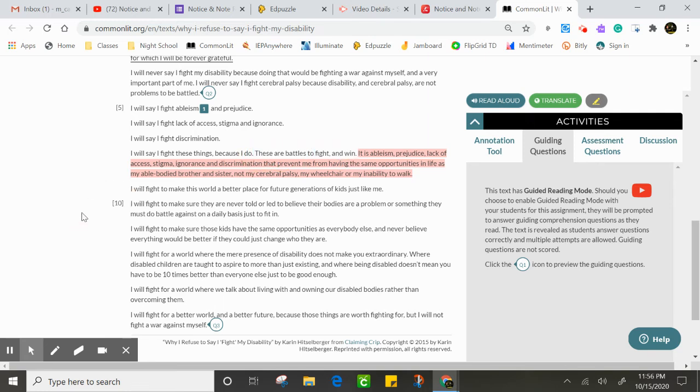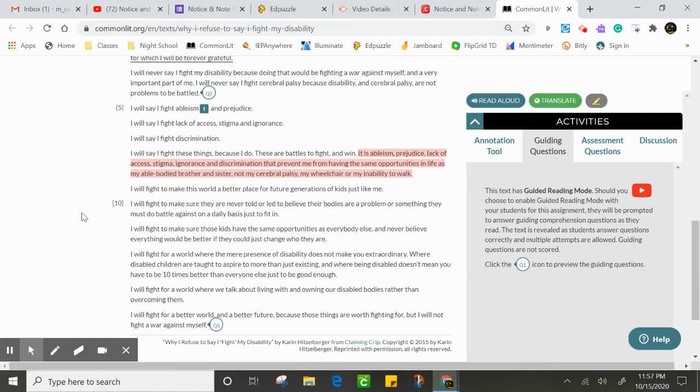There we go. She says, it is ableism, prejudice, lack of access, stigma, ignorance, and discrimination that prevent me from having the same opportunities in life as my able-bodied brother and sister, not my cerebral palsy, my wheelchair, or my inability to walk. So who or what is she comparing here is the first thing that I need to figure out. So looking at this, just in case you can't see it already, she's comparing herself and the way that she has adapted to the world to her able-bodied brother and sister.